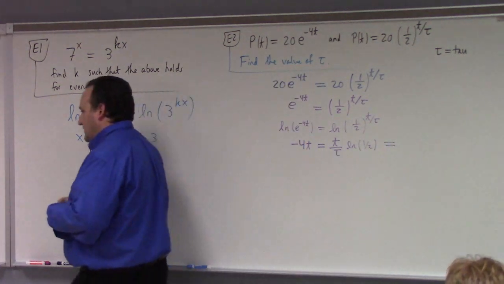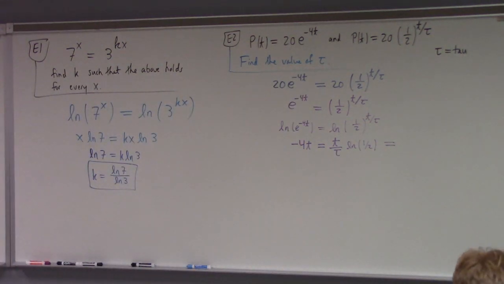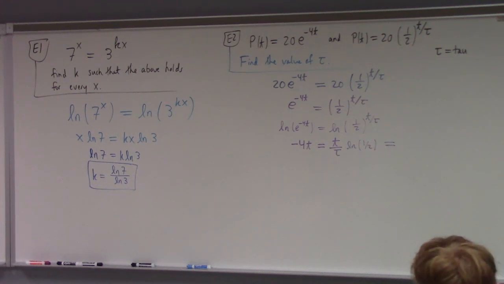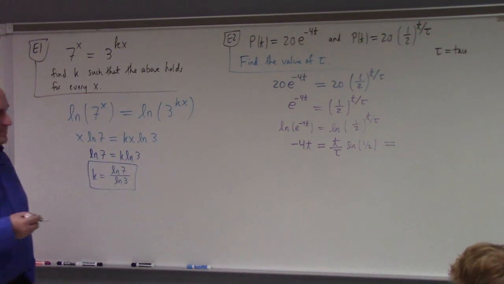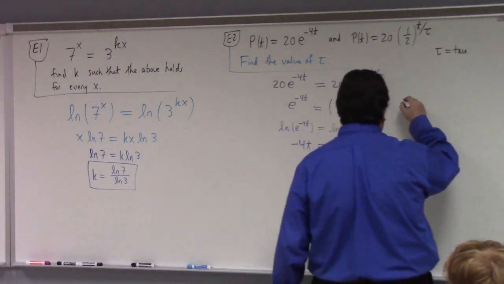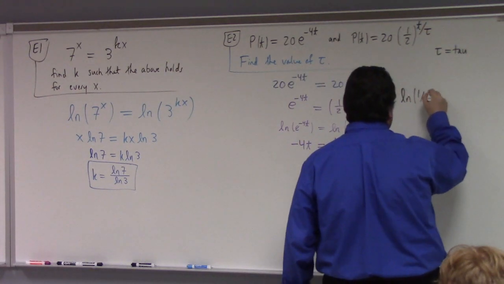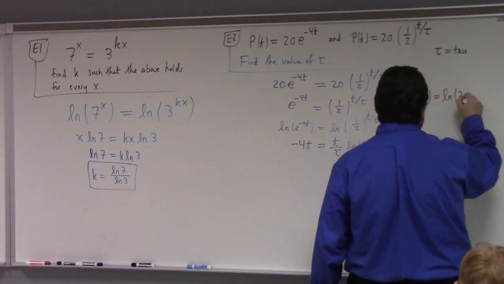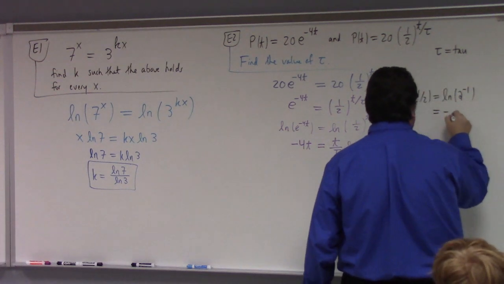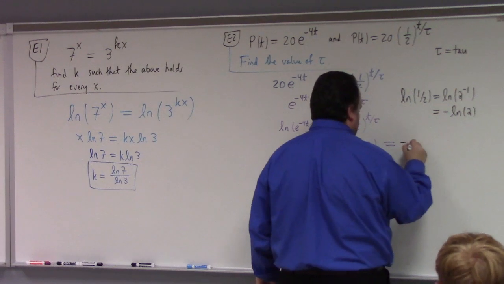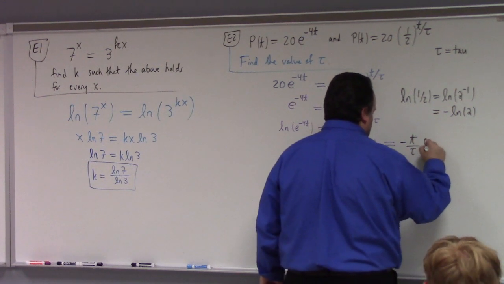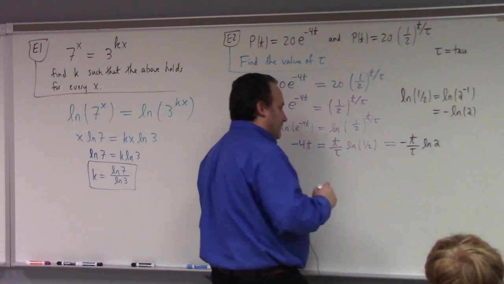Can you guys tell me how to simplify the natural log of 1/2? What is the log of 1/2? Notice that the log of 1/2 is the log of 2 to the minus 1. So it's minus the log of 2. So what we have here is minus t divided by tau, natural log of 2.